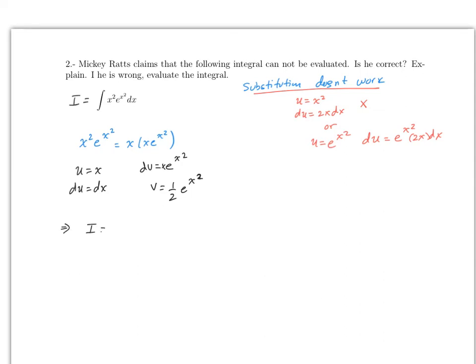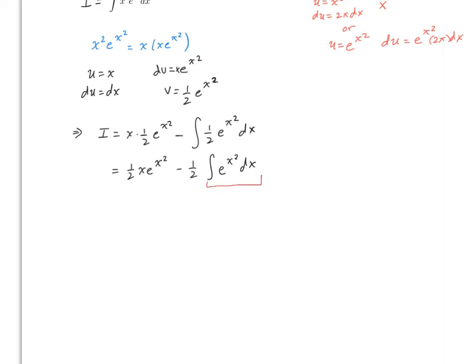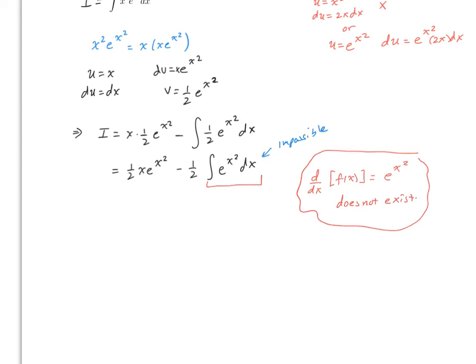Then there is an issue, and the issue is right here. So from here, if we use integration by parts, this will be uv minus v du. So therefore this is 1/2 x e to the x squared minus 1/2 the integral of e to the x squared dx. However, this is a very special integral, because you cannot find a function that when you take the derivative will give you this. So this pretty much doesn't exist. So there is no elementary function that will give you this. So that's why this is impossible to integrate using the traditional methods.